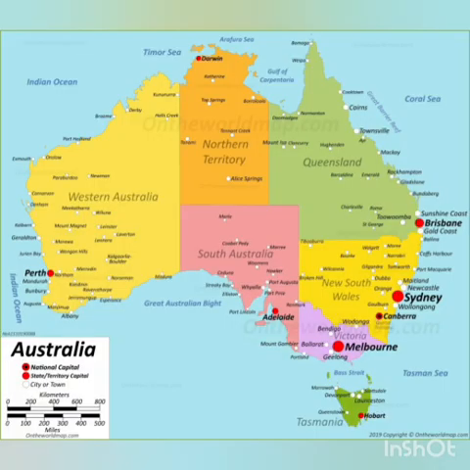Australia is the smallest continent in the world. It lies to the southeast of Asia. It is divided into 6 states, and Canberra is the capital of Australia. It also has many physical features like the Great Barrier Reef.